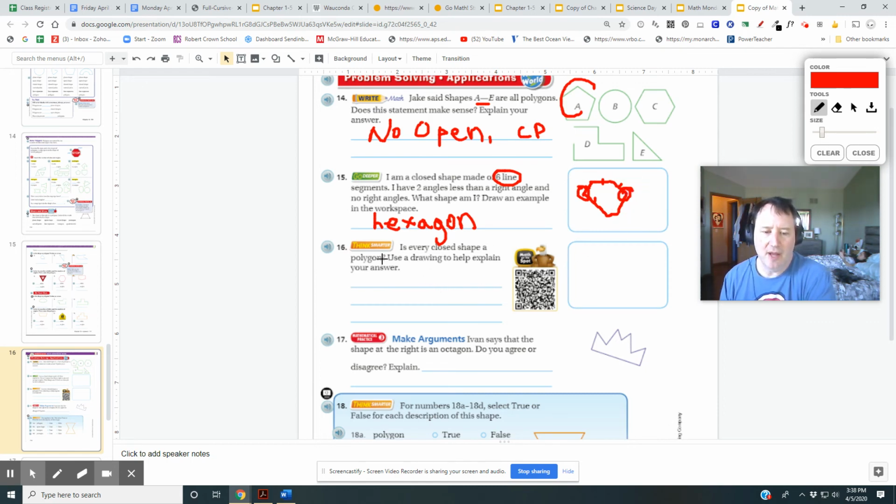Is every closed shape a polygon? Use a drawing to help explain. No, because sometimes you will have a curved path and it's closed. So this circle would not be considered a polygon. Ivan says that the shape at the right is an octagon. Do you agree or disagree? Well, I'm going to have to count how many sides it has to tell me whether it's an octagon. 1, 2, 3, 4, 5, 6, 7, 8, 9. No, because it has 9 sides.